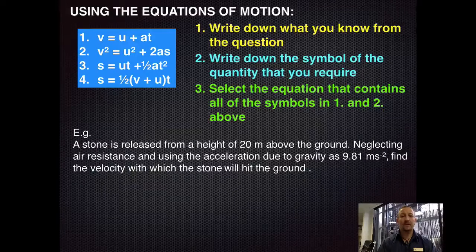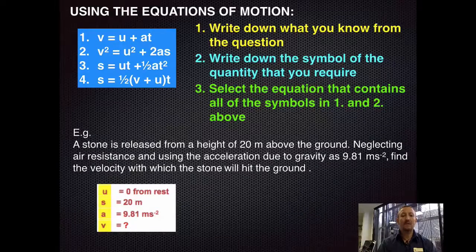So in this example, we've got a stone which is released from a height of 20 meters above the ground. Neglecting air resistance and using the acceleration due to gravity as 9.81 meters per second squared, we've got to find the velocity with which the stone will hit the ground. So following what we've done, let's do 1 and 2. We know that u equals 0 because it states it goes from rest. The distance is 20 meters. Acceleration is 9.81 meters per second squared, and we've got to find v.